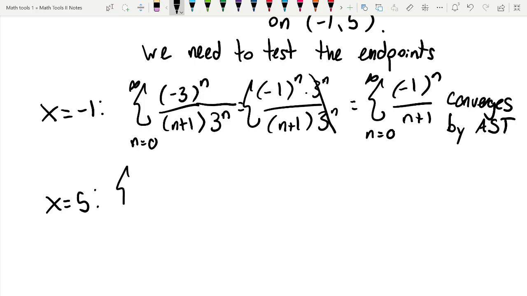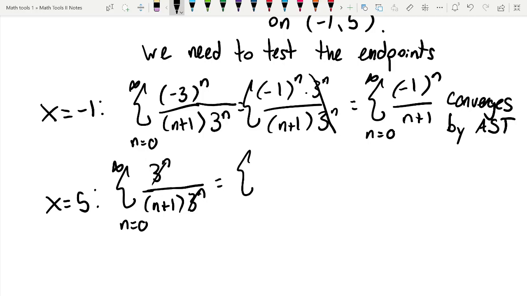Now we need x equals 5. Again, it was x minus 2, so it would be 3^n over (n+1) times 3^n. We plug in 5 for x and we get 5 minus 2, which is where I get the 3. So these cancel. We get the sum from n equals 0 to infinity of 1 over n plus 1. Now this is basically the harmonic series, which we know to be divergent.